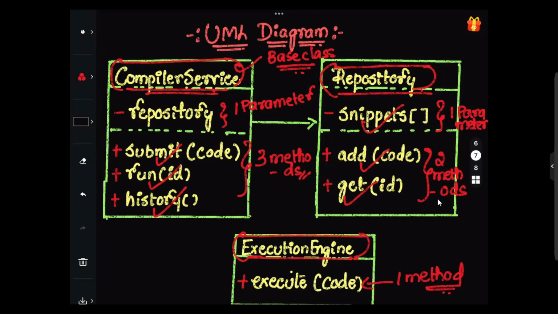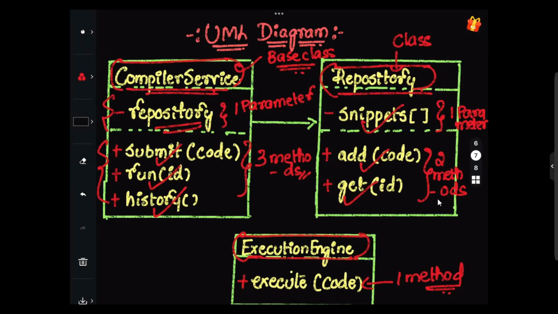The first class is compiler service, which consists of only one parameter named repository, and it consists of three methods: submit of code, run ID, and history. This is going to be the base class or the main class, and it completely uses the repository class, which consists of one parameter named snippets and two methods, namely add of code and get ID.